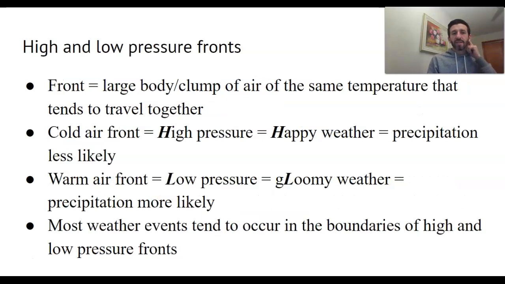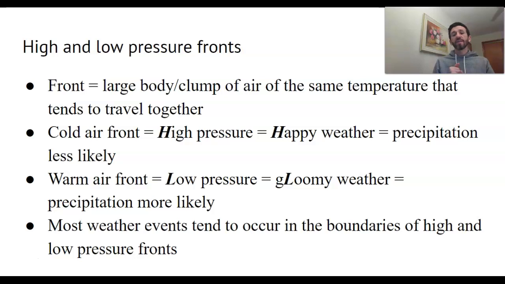All right, last slide. Talking about high and low pressure fronts. First of all, a front is a term that just means a large body or clump of air that travels together, and air of the same temperature tends to travel together. There's typically two kinds of fronts that you hear about, the cold air front and the warm air front. Hopefully what I came up with here will help you remember which is which. So cold air front means high pressure. H for high pressure means happy weather, which means precipitation is less likely. So less likely to have rain or snow or anything like that.